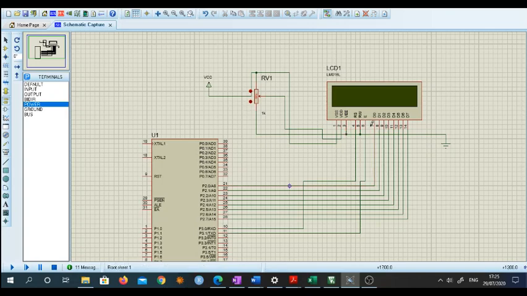Then RS is a register select pin. It is connected to pin 3.0. Read write pin is permanently connected to the ground, and enable pin is connected to pin 3.1. So this is the way how we are interfacing LCD to microcontroller.